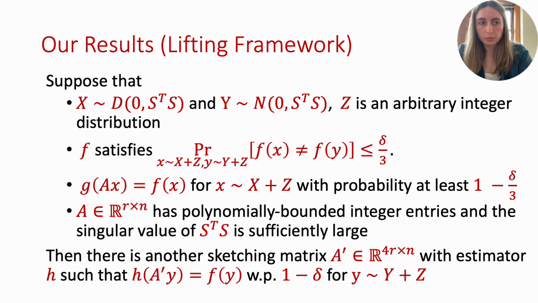Now, if all of these bullet points are satisfied, then we show there's another sketching matrix A prime with 4R rows and an estimator H, such that this new linear sketch H of A prime Y is correct with high probability for continuous Gaussian inputs. So to summarize, what we show here is that if we have a good linear sketch for discrete Gaussian inputs, then we also have a good linear sketch for continuous Gaussian inputs, and this new sketch for the continuous Gaussian inputs only has 4R rows compared to R.